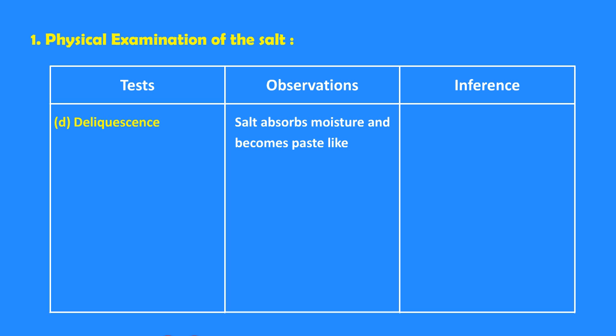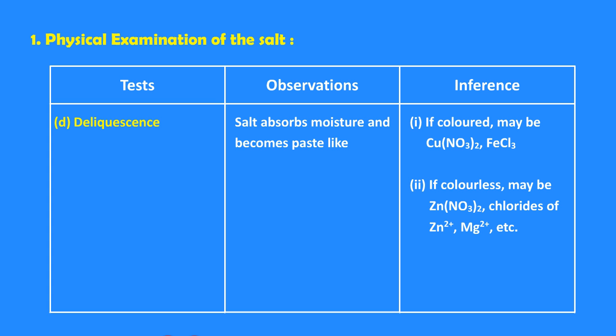Deliquescence: the salt absorbs moisture and becomes paste-like. If colored, it may be Cu(NO3)2 to FeCl3. If colorless, it may be Zn(NO3)2 to chlorides of Zn2+, Mg2+, etc.